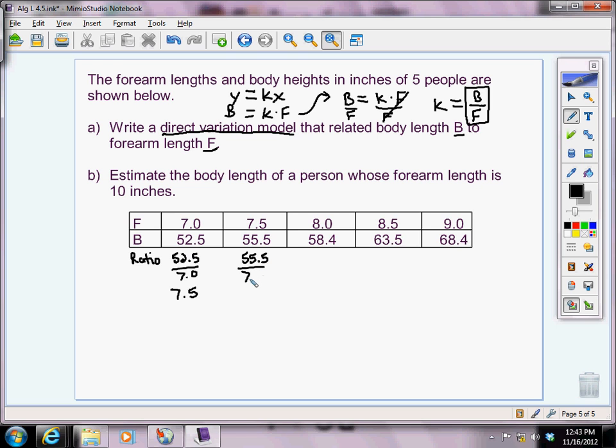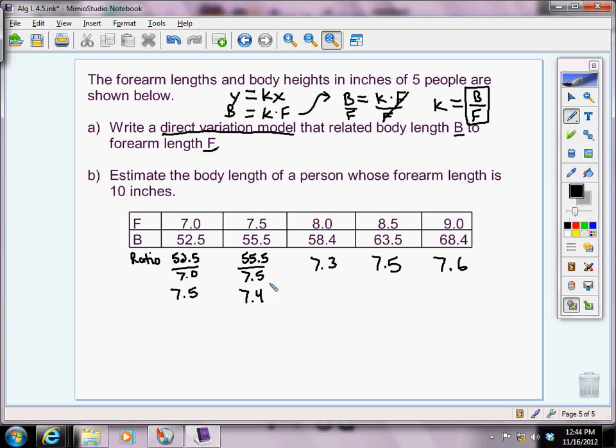55.5 divided by 7.5. Keep in mind, guys, we're trying to figure out what this k is. Everything we've done so far, we're trying to figure out the constant of variation. So if I take 55.5 and divide it by 7.5, we get 7.4. Let's look at this person. 58.4 divided by 8 is 7.3. 63.5 divided by 8.5 is approximately equal to 7.5. And one more, 68.4 divided by 9 is 7.6.